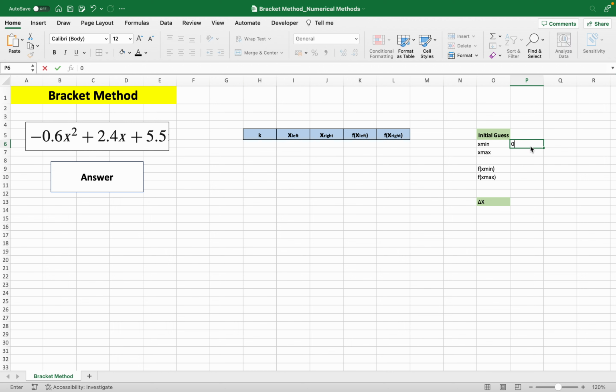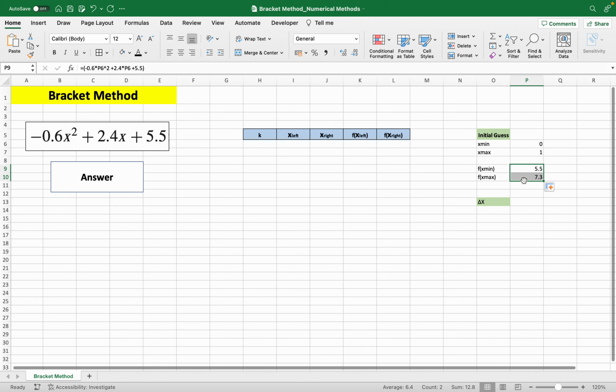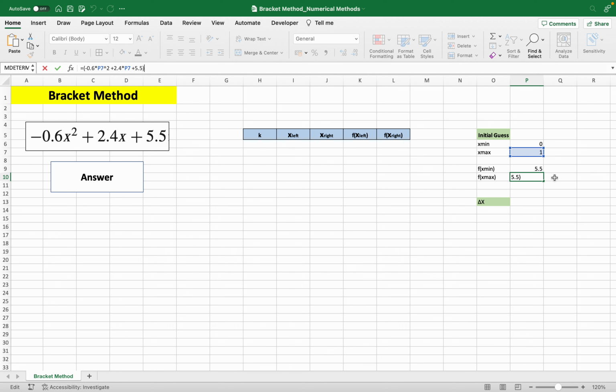So let's start off with 0 and 1 first, and we have to evaluate this function here with the initial guesses first. So let's do that. So it means it's negative 0.6 times 0 squared. So all we're doing here is just replacing the x's with the initial guesses, plus 2.4 times 0 plus 5.5. Then we do the same thing for the fx max, which we just replace the x's here with the x max guess, but just drag this down here, right?